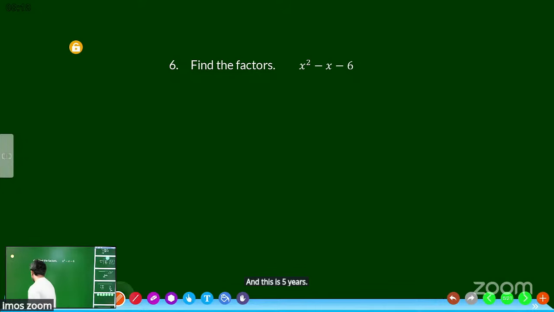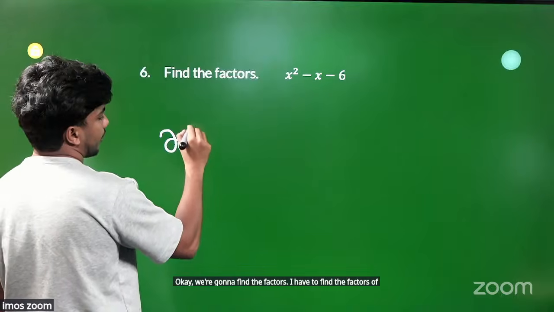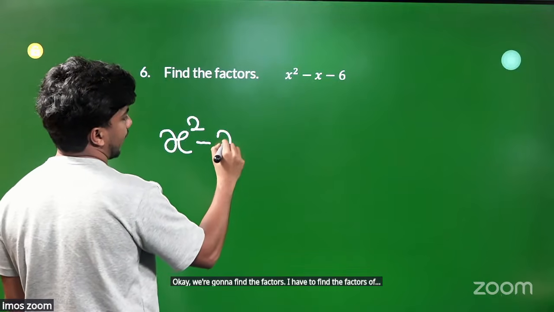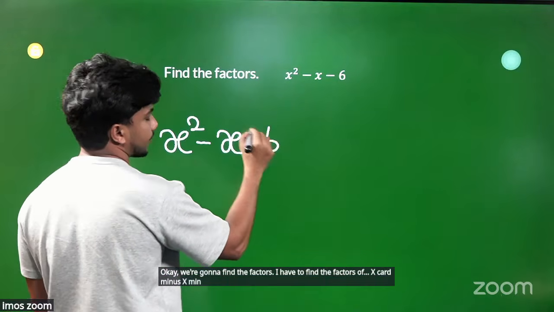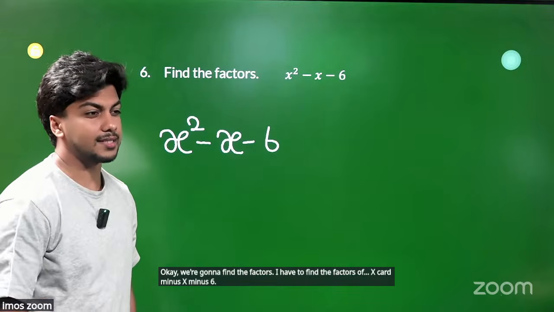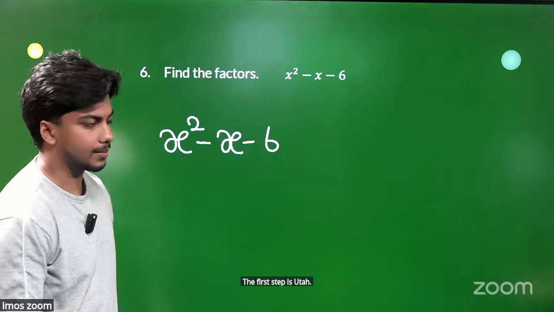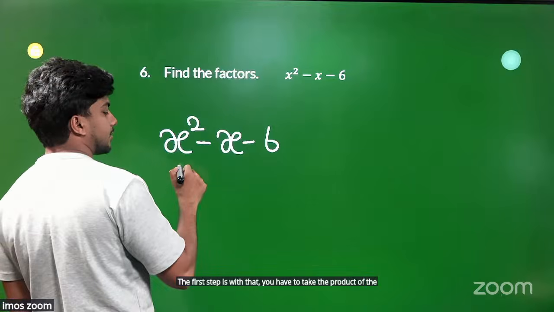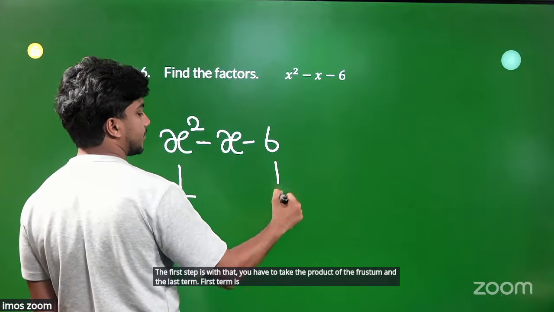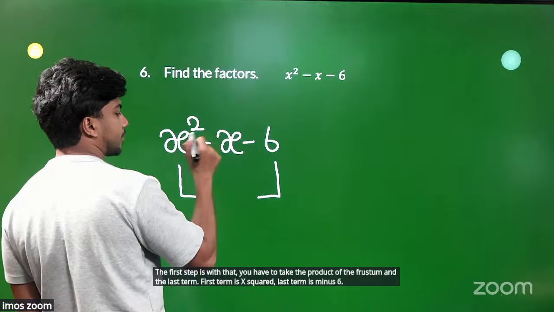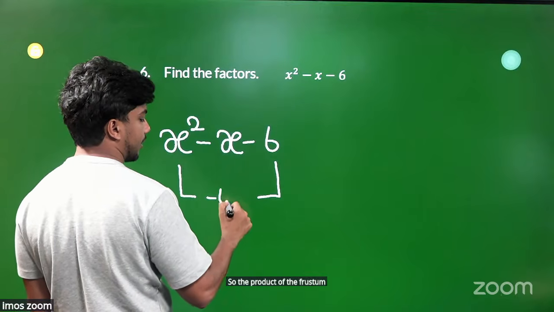Okay, now I have to find the factors of x squared minus x minus 6. The first step is to take the product of the first term and the last term. The first term is x squared, the last term is minus 6, so the product is minus 6x squared.